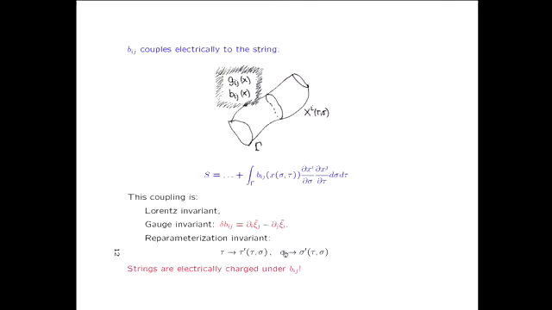The result is that if you ask why is there a Bij, it's because that's like the Maxwell field for an extended object. The strings are electrically charged under Bij. There is that coupling. The strings generate the Bij field. There are sources for the Bij field in the same way as a charged particle is a source for the electromagnetic field. So that's the reason for being for this field, and that's a good intuition to have.